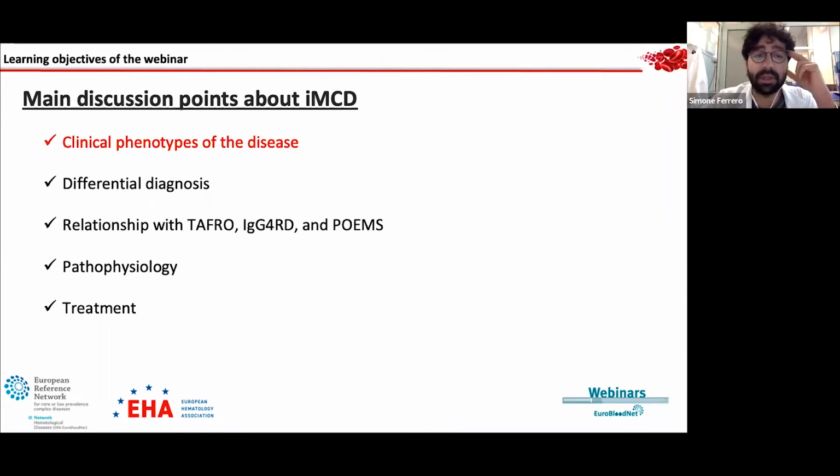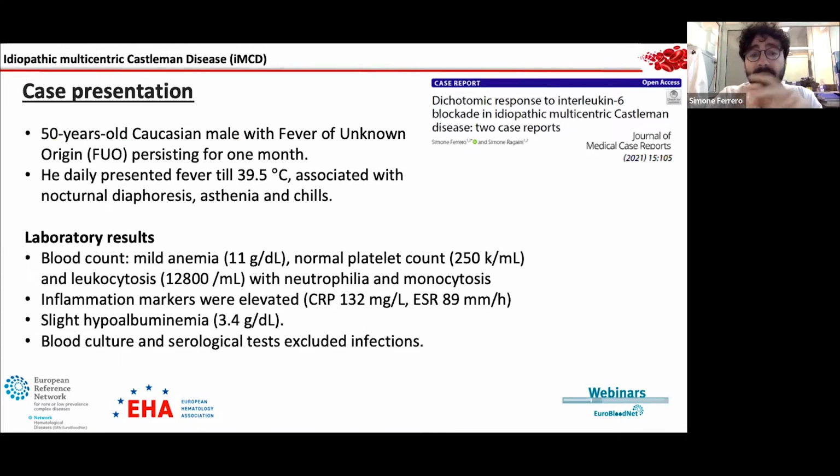To start with the clinical phenotype of the disease, I will present a clinical case, a patient of mine, a 50 year old Caucasian male. He was admitted for a fever of unknown origin, persisting for 1 month, associated with nocturnal diaphoresis, asthenia, and chills. Laboratory results demonstrated a mild anemia, normal platelets, leukocytosis with neutrophilia and monocytosis, with elevated inflammation markers, CRP and ESR. He presented with a slight hypoalbuminemia, while blood culture and serological tests excluded infections.